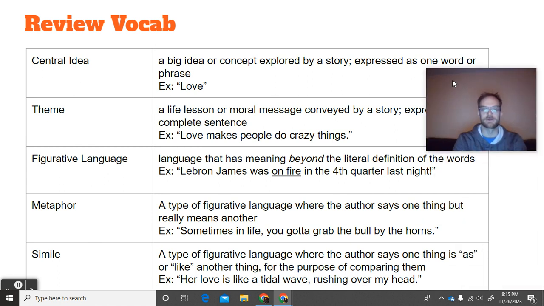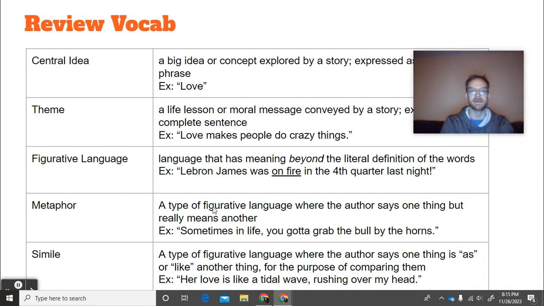Metaphor is a type of figurative language where the author says one thing but means another. For example, the expression, sometimes in life you got to grab the bull by the horns. Not really. Is an expression that means sometimes in life you got to take control of your problems. And similarly, another type of figurative language where the author says one thing is as or like another thing for the purpose of comparing them.